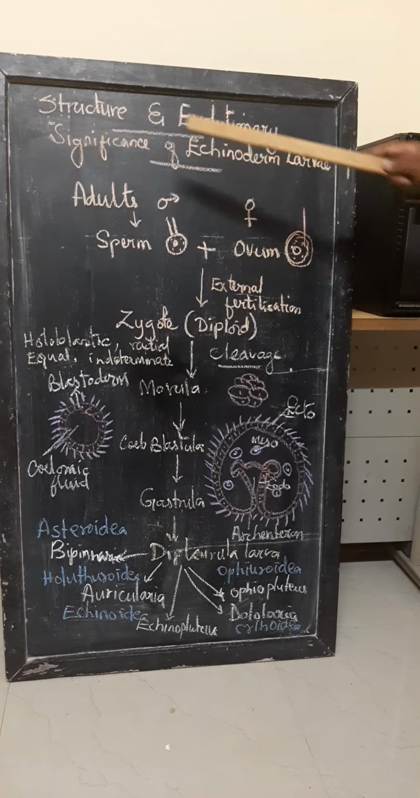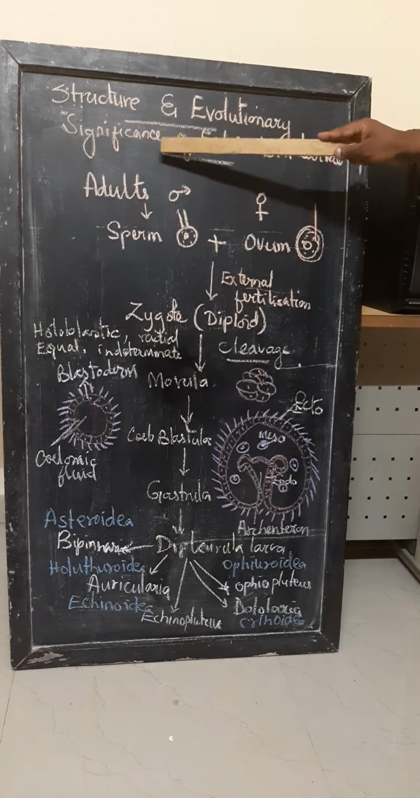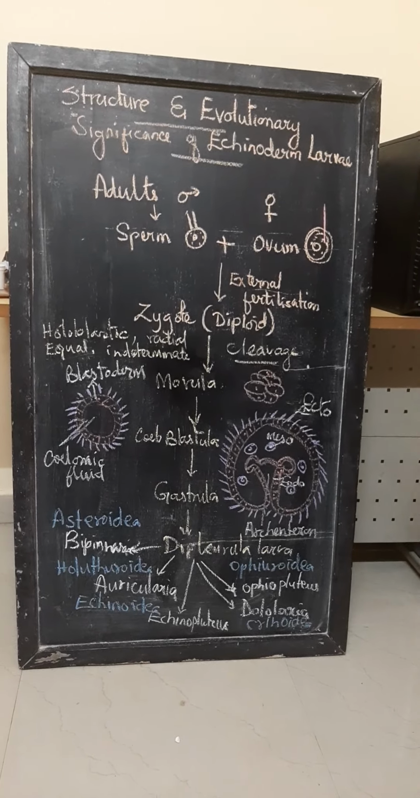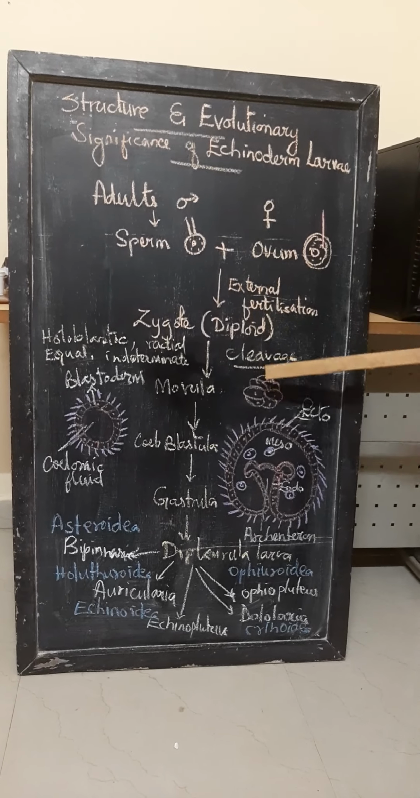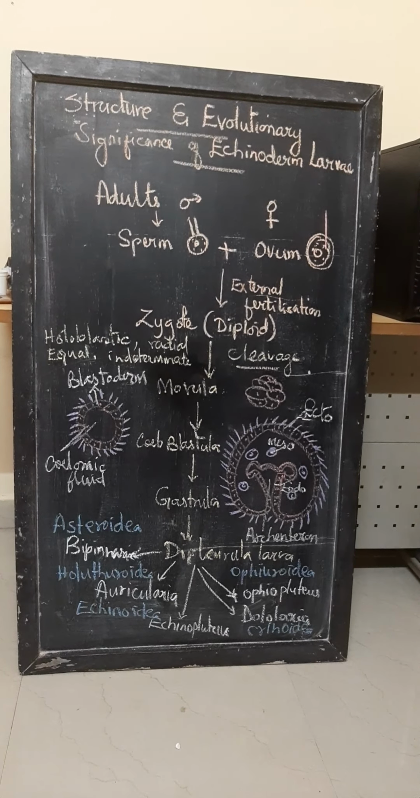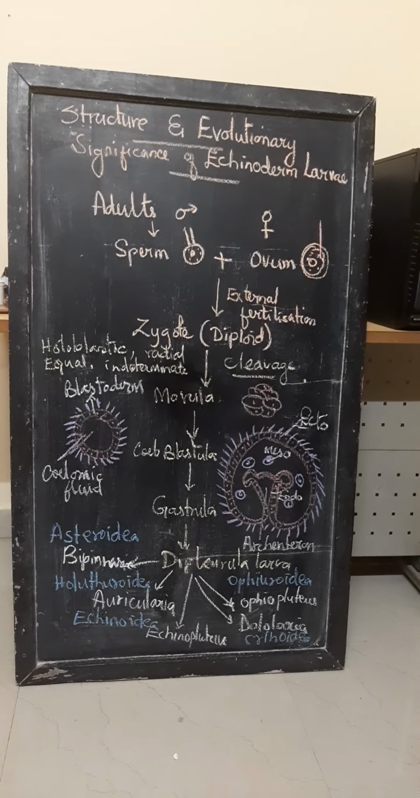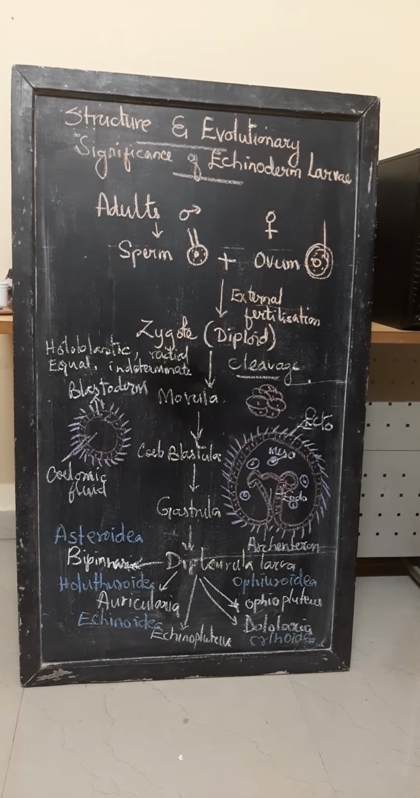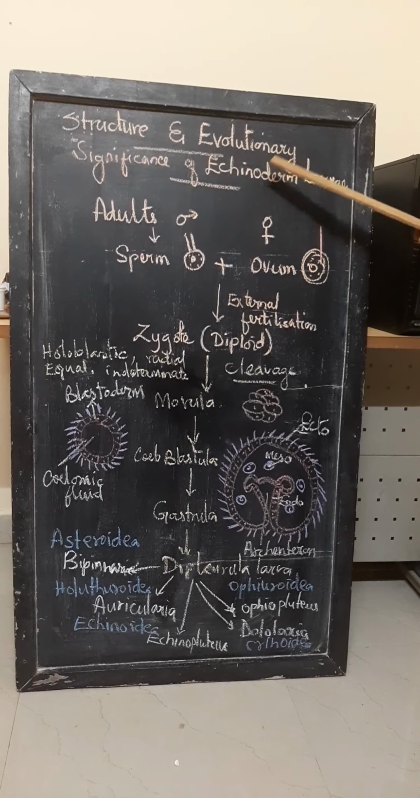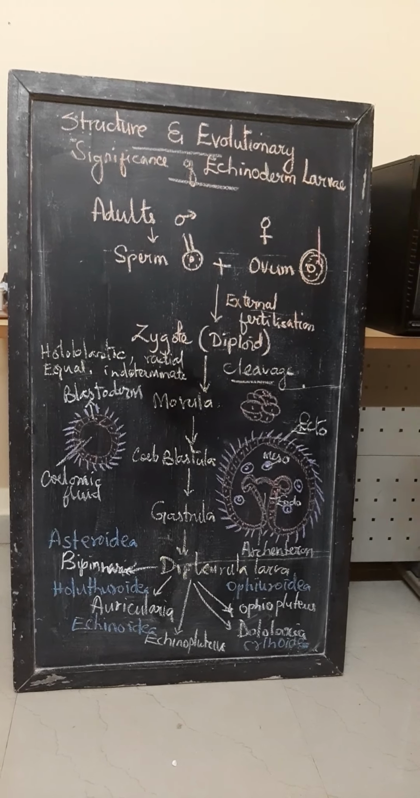Going to understand the structure and evolutionary significance of echinoderm larvae. So it will be an introduction part for the echinoderm larvae. Echinoderms, as we know, are aquatic organisms, purely marine. They live in seawater, so all the developmental process occurs within the water.